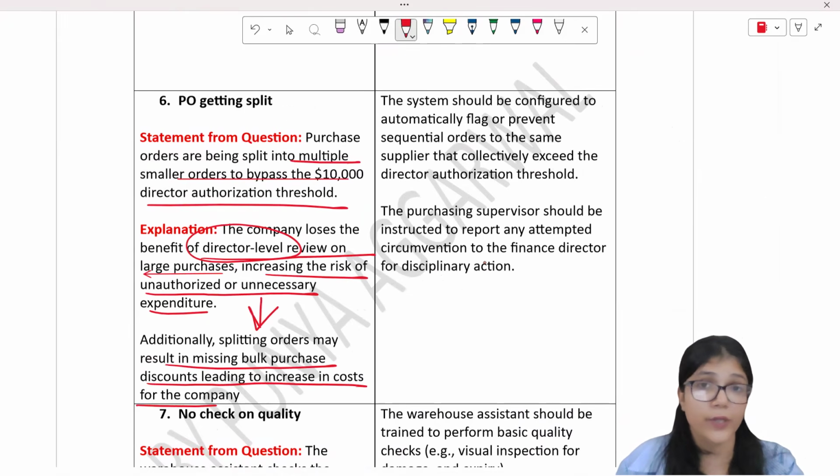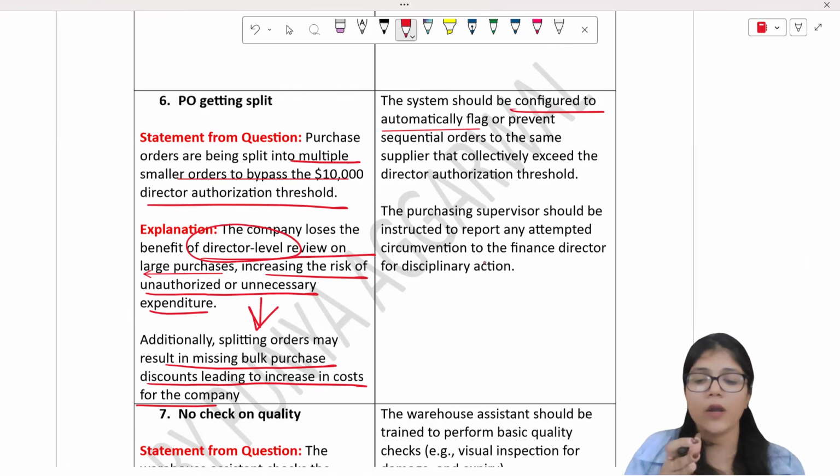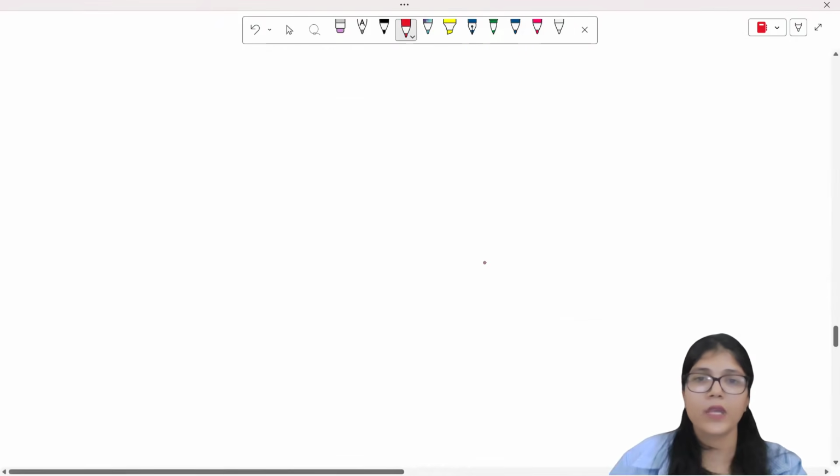This is exactly what I told you, right? So the system should be configurable. You should have automation that flags such things if you're doing sequential ordering, right? And it should not happen from the next time, and all the orders should be placed all at once, even if it is a bulk order or if it is not, right? So that is your PO splitting.